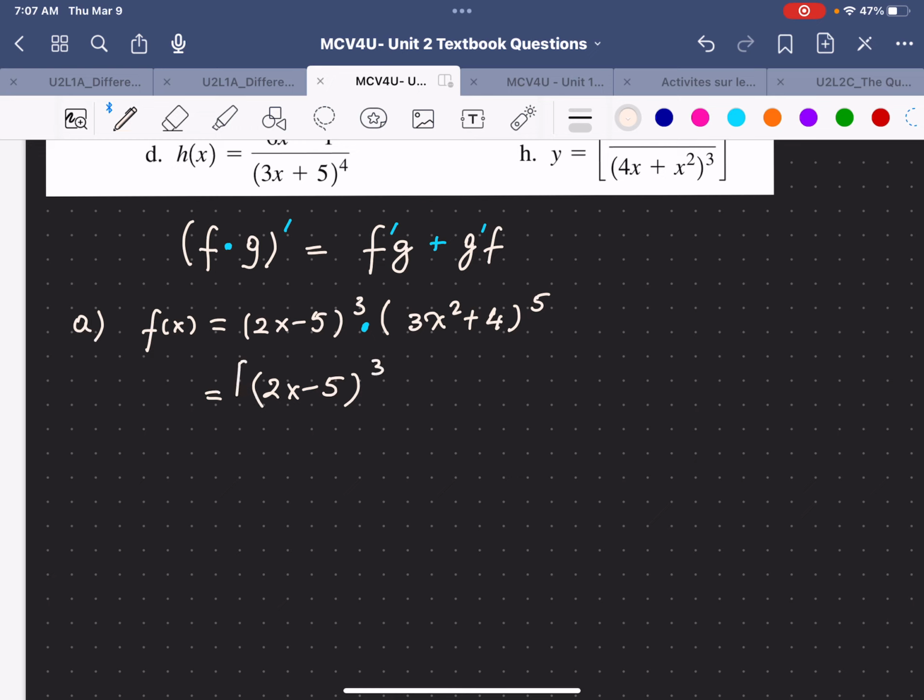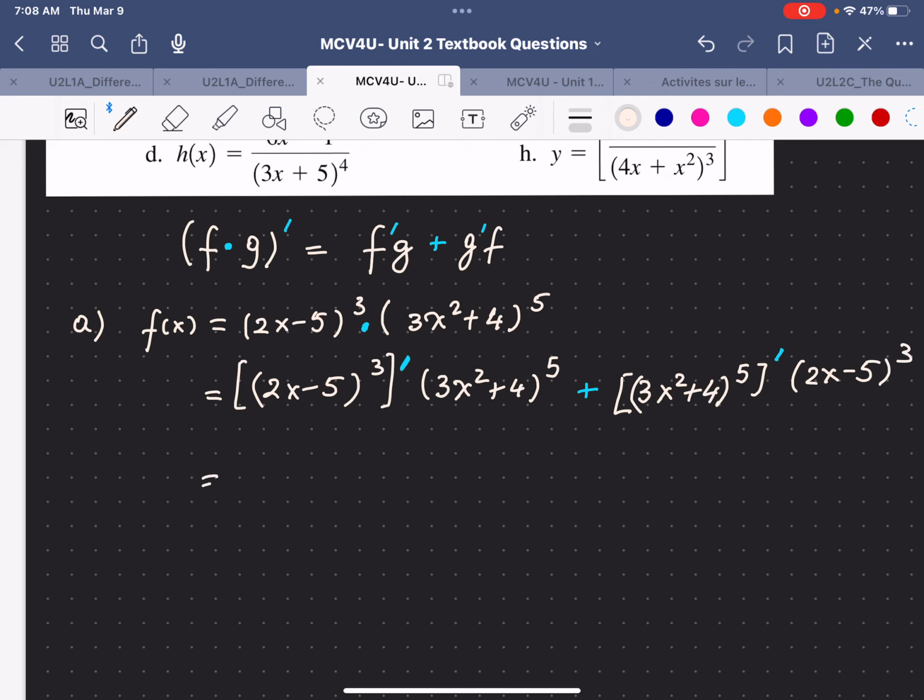And I'm just writing the steps. So I'm writing the product rule in differentiation for the equation. I'm not differentiating yet. So that would be the derivative of the first factor multiplied by the second one. So (3x squared plus 4) to the power of 5. And then we have plus. We take the derivative of the second factor, which is (3x squared plus 4) to the power of 5, and then multiplied by the first factor in the function, which is (2x minus 5) to the power of 3.